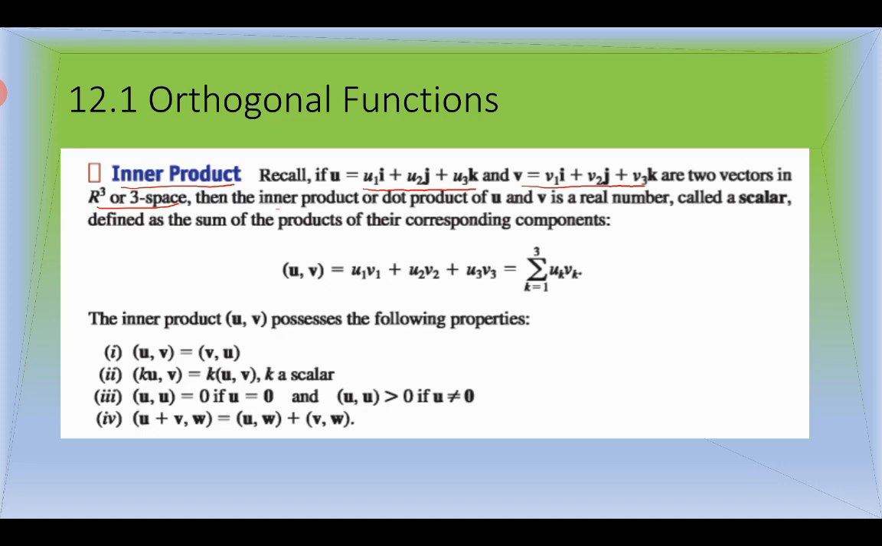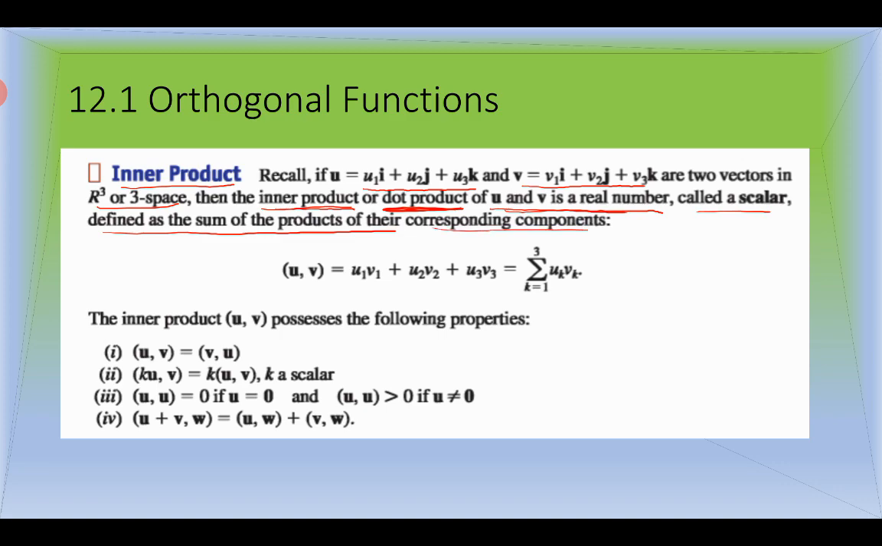The inner product, or dot product, as you might have studied. In other words, the inner product of two vectors U and V is a real number. When you find the dot product of two vectors, it's a real number, isn't it? It's called a scalar, defined as the sum of the products of their corresponding components.